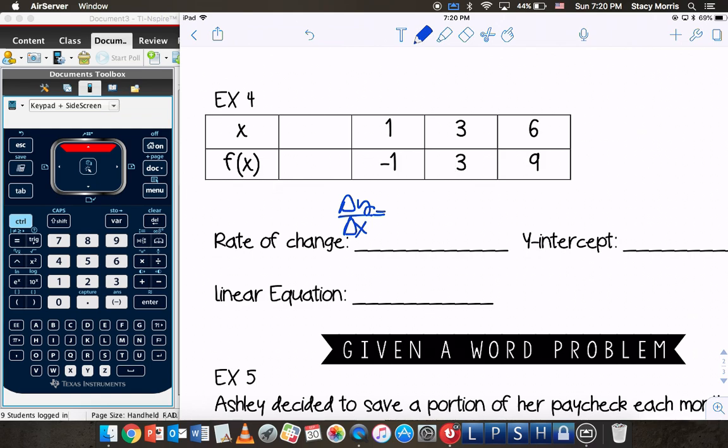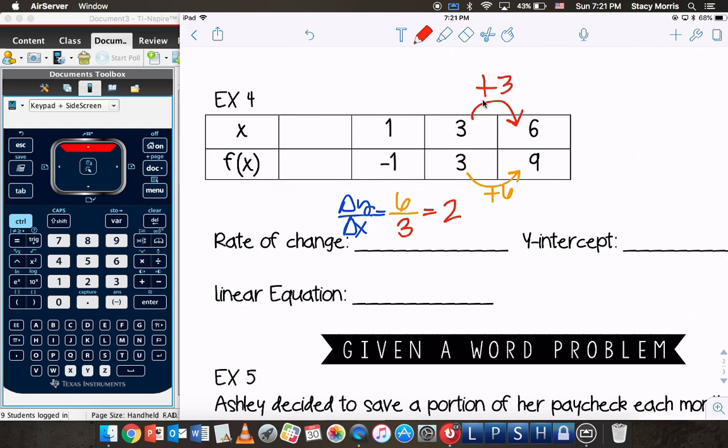Okay, so I need to know, what is this change in y from 3 to 9? So from 3 to 9 is a change of plus 6. So my change in y is 6 over or divided by my change in x for that same place. So from 3 to 6 on the x is a change of plus 3. So my change in x is 3. So 6 divided by 3 is just 2, right? 6 divided by 3 is 2. So every time x increases by 1, y is increasing by 2. So the change in y is 2, the change in x is 1.